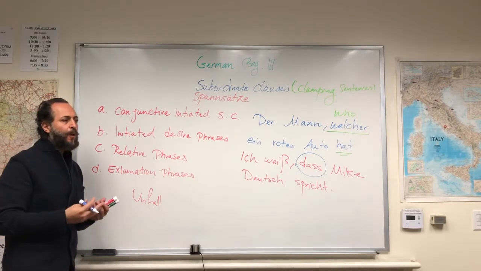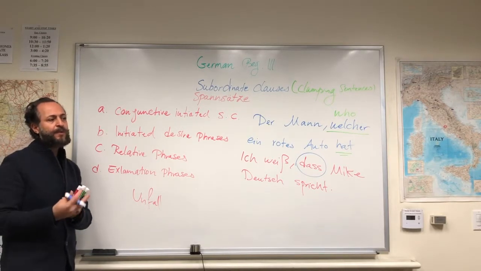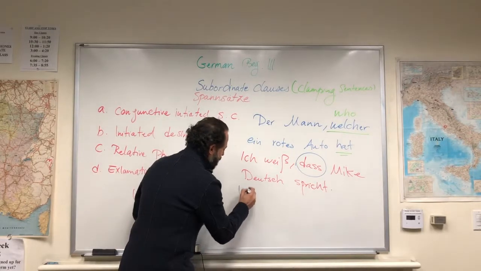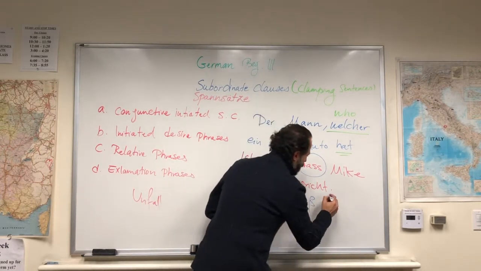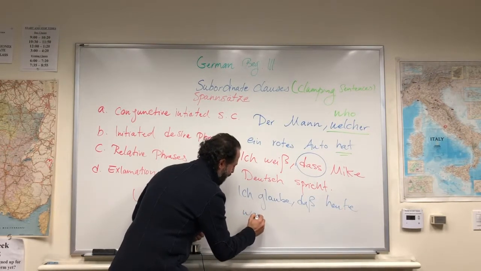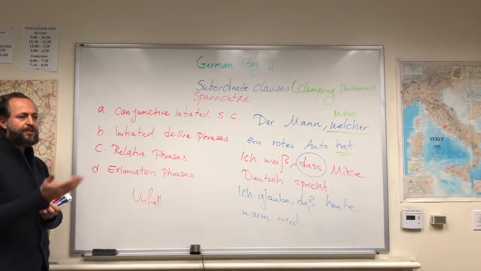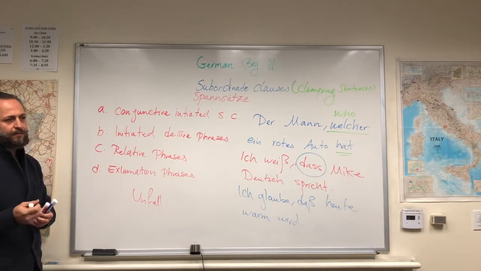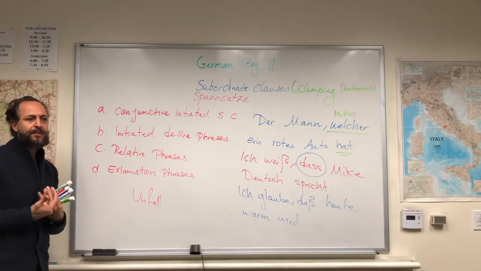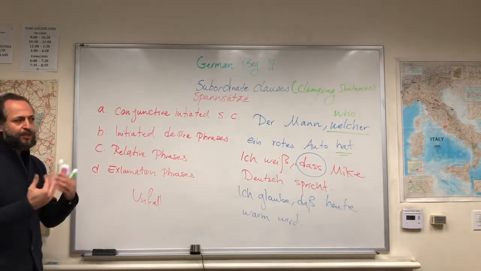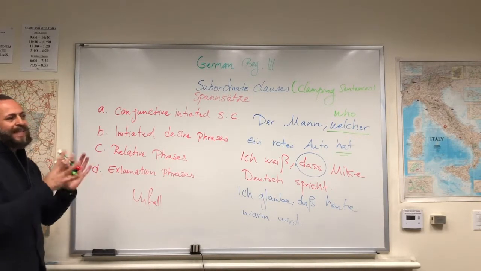So often after phrases like I know, I consider, I believe, I think, I perceive, we have a subordinate clause where the verb comes at the end. For example, I can say, ich glaube, dass heute warm wird. Ich glaube, dass heute warm wird. Jessica, what could it mean? Can you translate it maybe? That today will be warm. Exactly. I believe that today will be warm. This is also a subordinate clause, because I'm talking about the perception that I have. I don't know really whether it happens or not, but my perception, my impression, my overall consideration is that the weather today will be warm. And this is also a dass phrase.